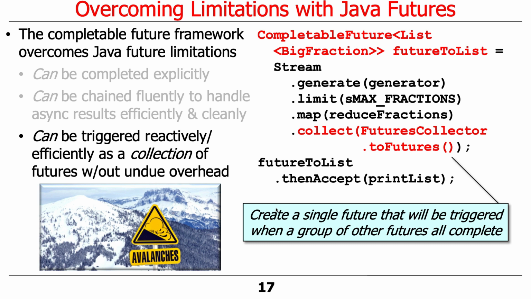So at this point, after we get done with collect, we've got a CompletableFuture. There are now 100 asynchronous operations running, cranking away, doing work on 100 of these BigFractions. And what we can say then is, when all of those CompletableFutures finish, then and only then, go ahead and print the resulting list. That's what this says. futureToList.thenAccept says, don't do anything until everything else is finished in those other 100 CompletableFutures. So it allows us to react when all the other things are finished.